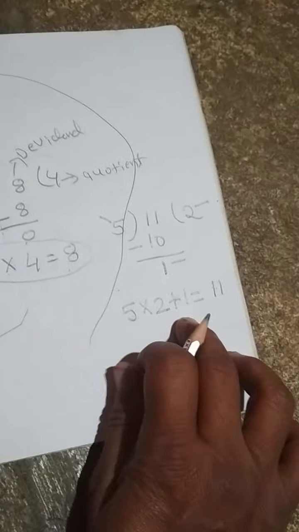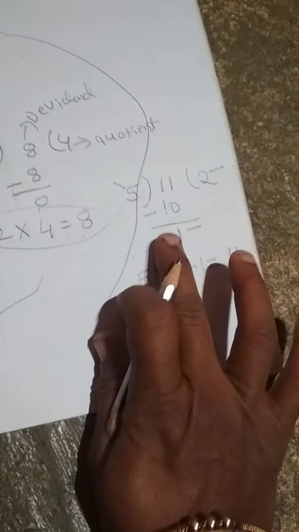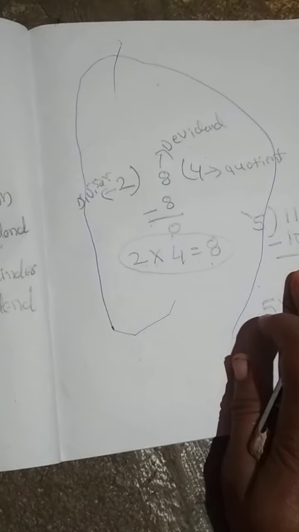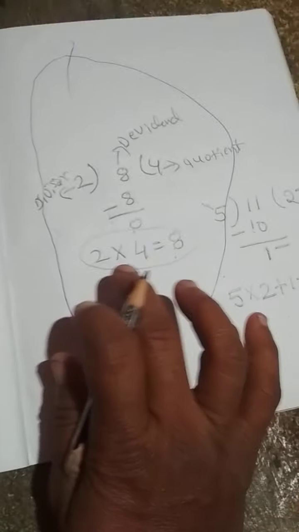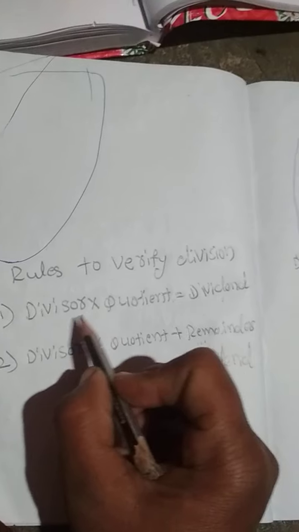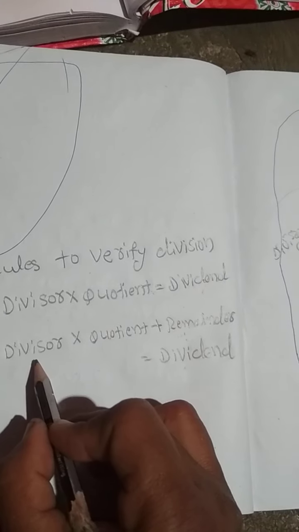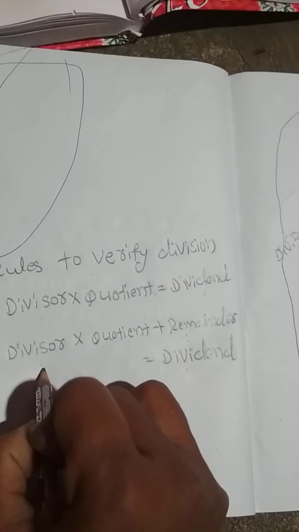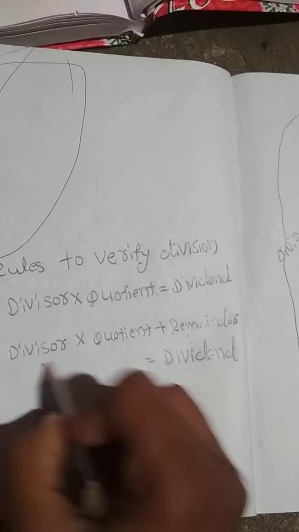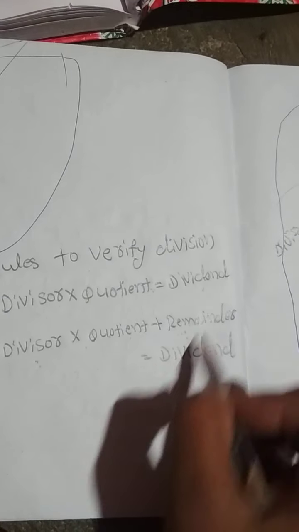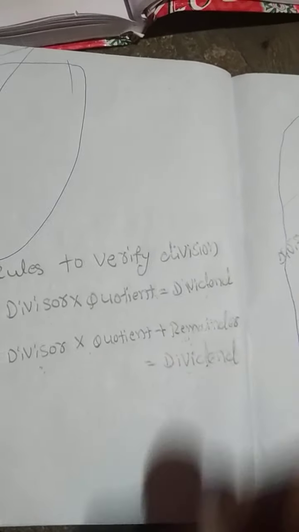Yes, this one is the second rule. When a remainder is coming, you use this rule, and when a remainder is not coming, when 0 is coming, you use the other rule. Okay students, divisor into quotient equal to dividend. When the remainder is coming, you use this rule: divisor into quotient plus remainder equal to dividend. Okay students.